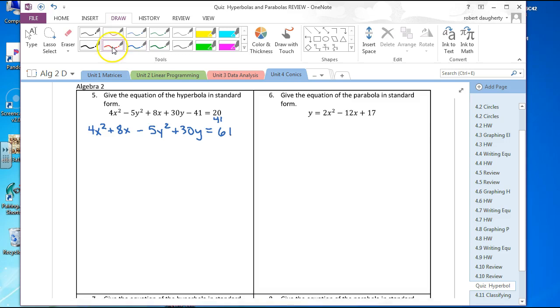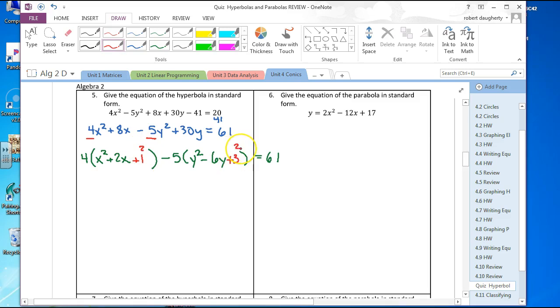In order to do that, I have to factor whatever is in front of the quadratic term. So this will give me 4 times x squared plus 2x, and I'm going to leave some space. Factor out a negative 5 from the y terms: negative 5 times y squared is negative 5y squared. What do I multiply negative 5 by to get positive 30y? That's going to be negative 6y. Leave some space there. Equal 61. Now, what must I do to complete the square? I've got to add 1 squared here, and I have to add 3 squared here.